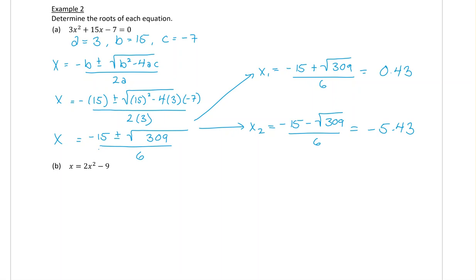As you see, x1 is 0.43 and x2 is negative 5.43. Another way you can check your answers is to take that equation and graph it on some software program such as Desmos, and then highlight over the cursors where the roots are to see if these two values are in fact the roots. Okay, moving on to the next example.